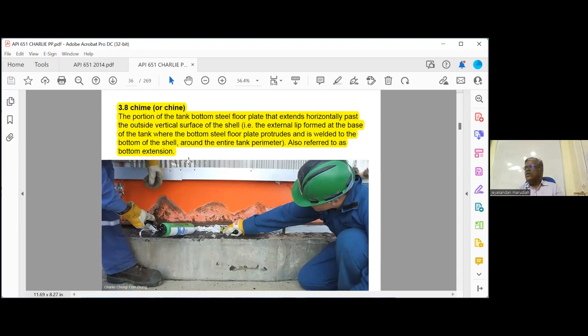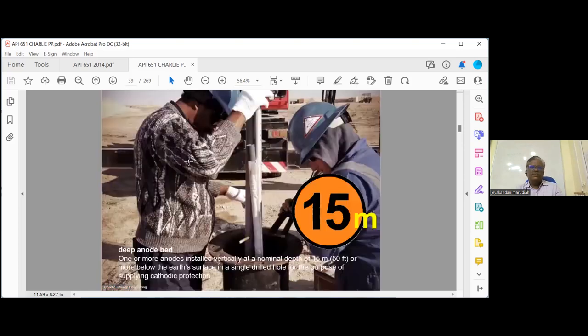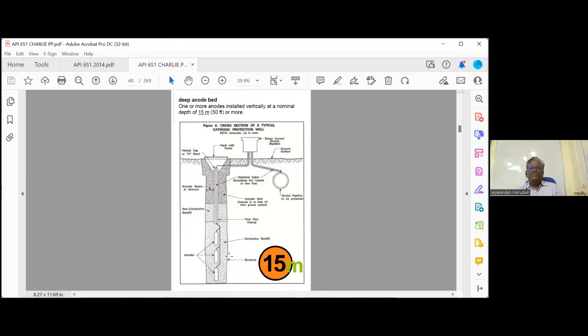From the weld toe, half an inch, whichever is greater. As per 653, from the weld toe, it should be 3/8 inch. But this is only called CHIM or CHIN. And this is the deep anode electrode, how they install it using the pipe. So the arrangement will be like this.